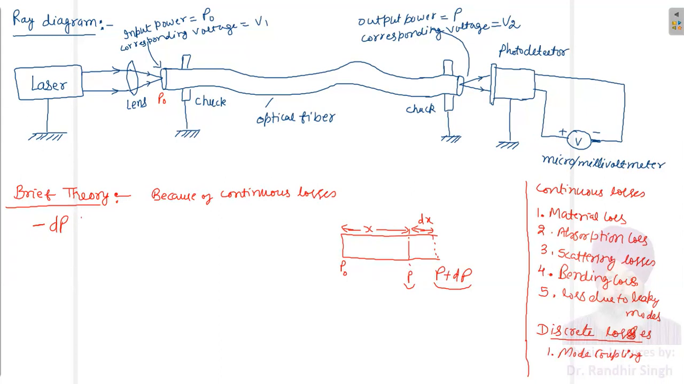It will be directly proportional to the power present at this place, which is P, and directly proportional to the distance that has been traveled, which is dx. If we combine both of these, then minus dP is proportional to P dx, or you can say minus dP is equal to alpha P dx, and this alpha P is called the attenuation coefficient.